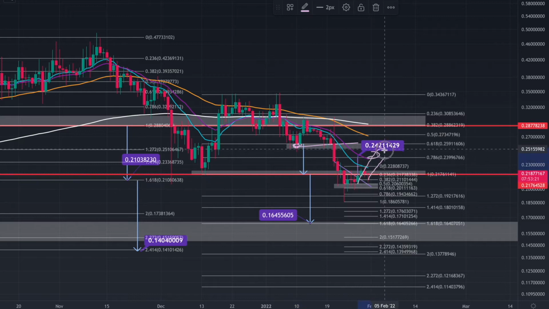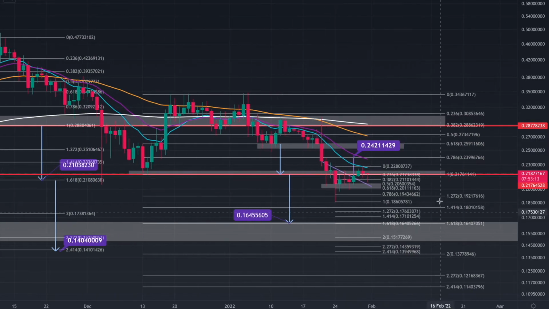So you could come up all the way and then roll over again. So this is still the risk. So I want to see 26 cent reclaim to get excited. Basically we need to zoom in to see what's going on here, but again, if we lose the 1 again, then we're basically validating 16.4 cent.